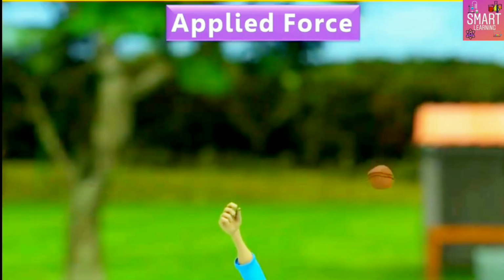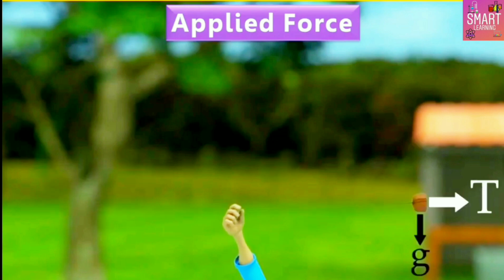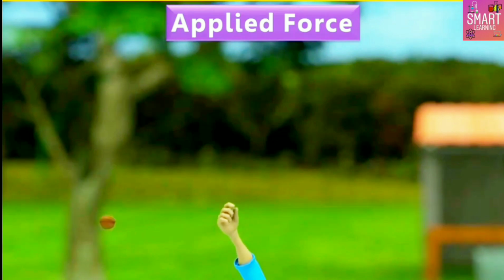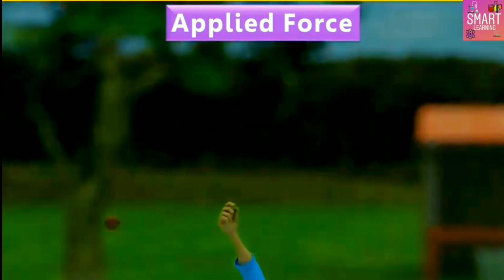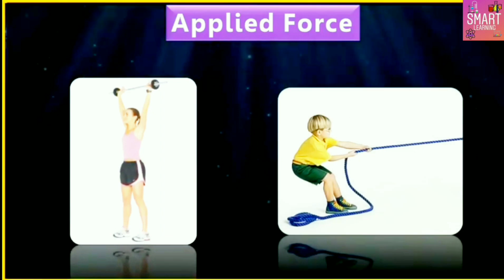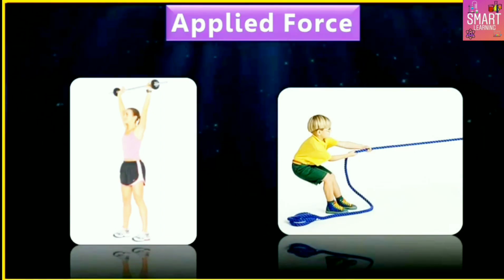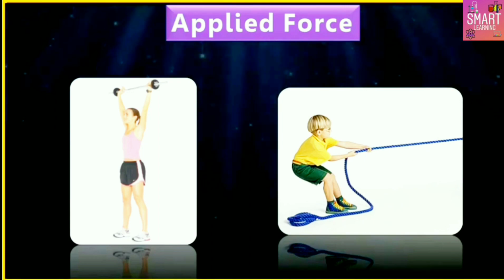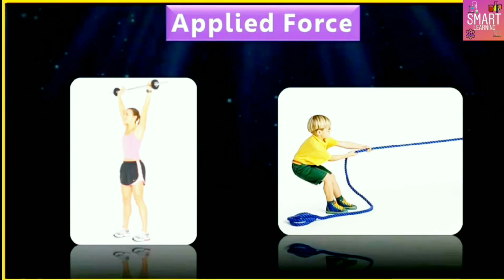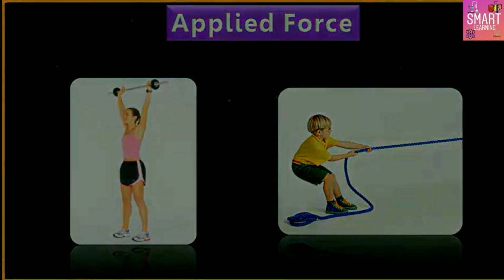When we tie a stone to a string and suspend it, the tension in the string opposes the force of gravity of the earth and keeps the stone from falling down. When we do work with our hands, like lifting a weight or pulling an object, the force required is provided by the tension of our muscles.